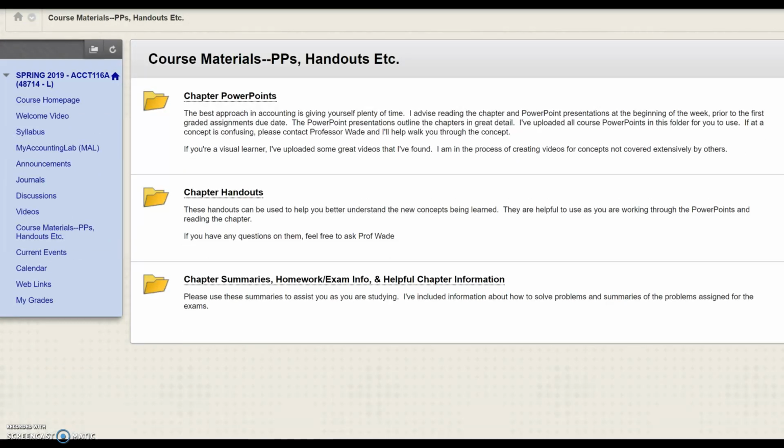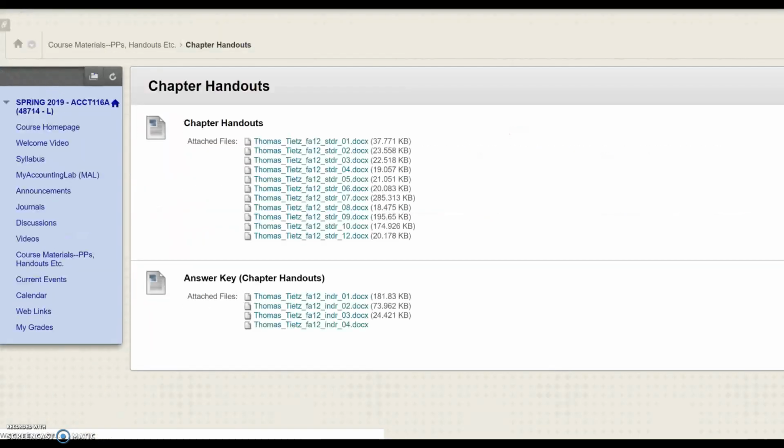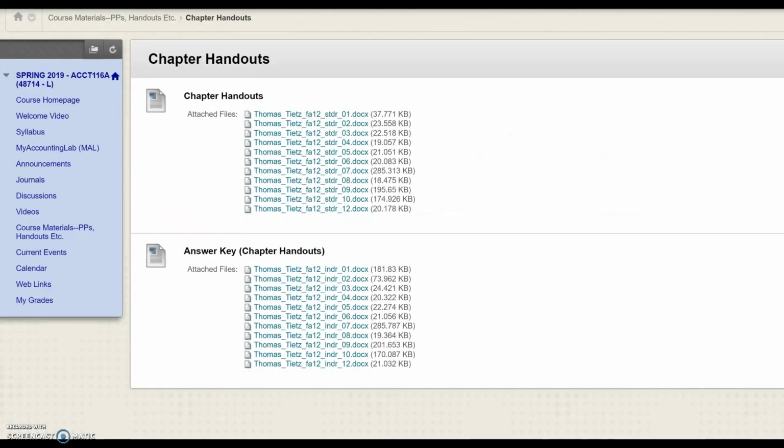Under course materials, I've uploaded PowerPoints here, and they are not narrated, but there is a little written portion underneath. It is from the textbook, so if you feel that the textbook is providing you with enough and you don't want to look at the PowerPoints, don't even worry about it. And the chapter handouts, there's just some great handouts that you can use as you're reading through the textbook, kind of guiding your way through, and then the answer keys are provided here as well.